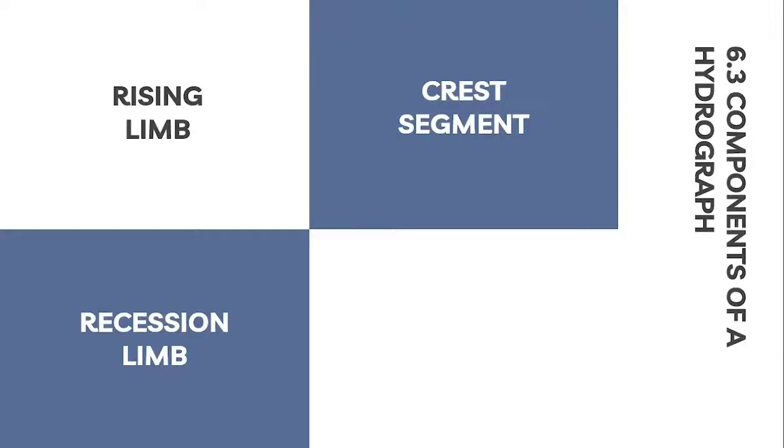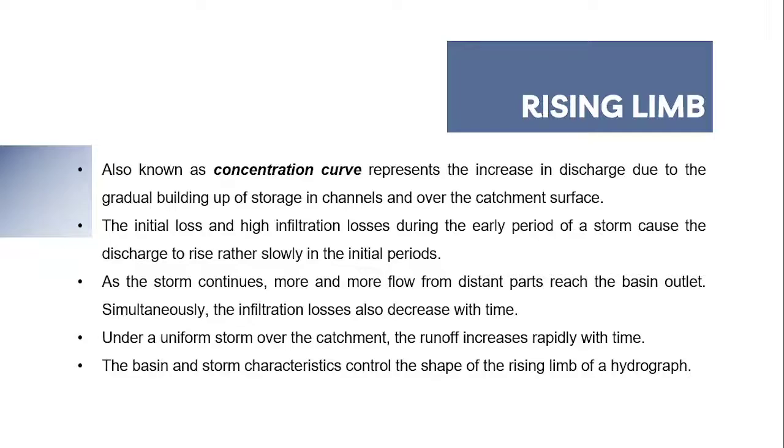So first, we have the rising limb, also known as concentration curve. So rising limb represents the increase in discharge due to the gradual building up of storage in channels and over the catchment area. So again, from the name itself, rising limb, mao ni ang atong pagtaas sa discharge. So the initial loss and high infiltration losses during the early period of a storm cause the discharge to rise rather slowly in the initial periods.